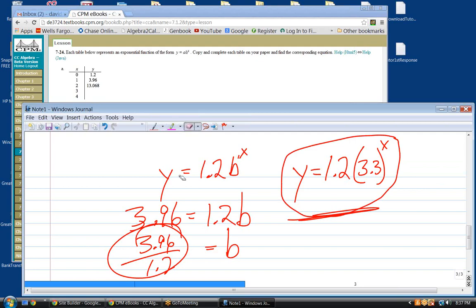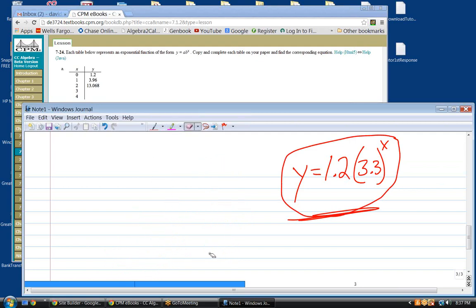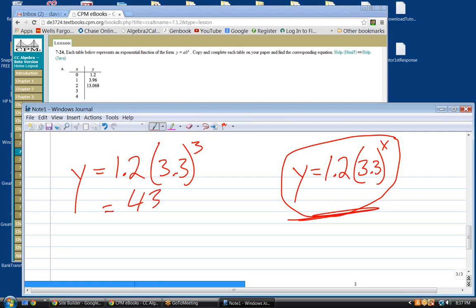So now I can figure out what y is going to be when x is equal to 3. On your calculator, do that. 43.12. It's actually 43.1244, but I just did 43.12.